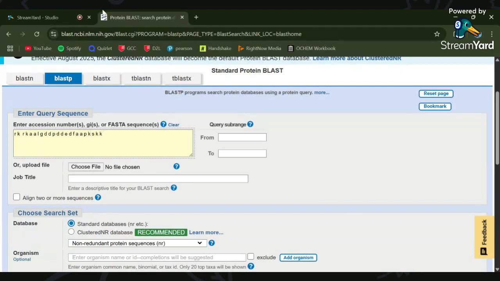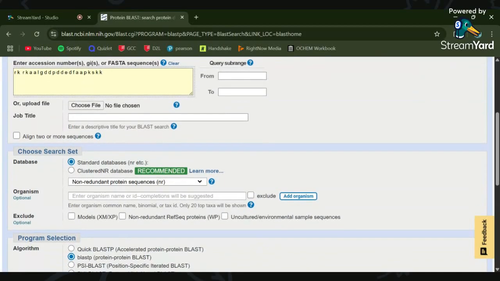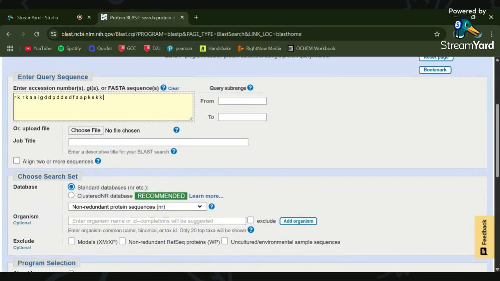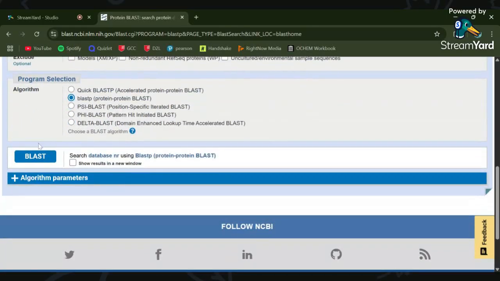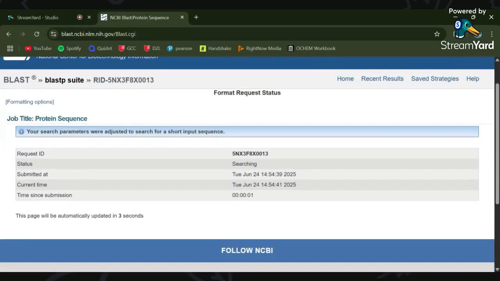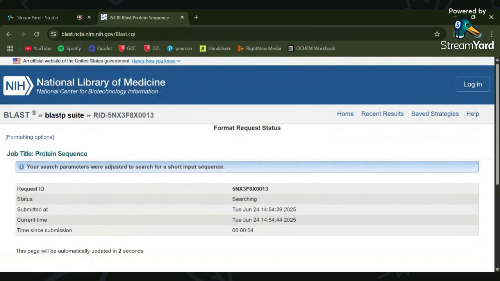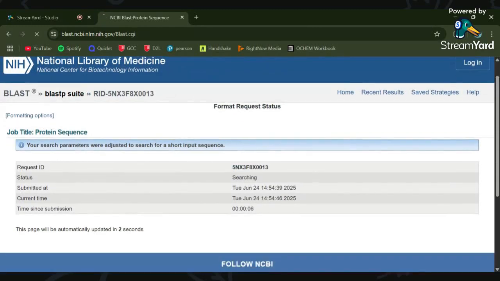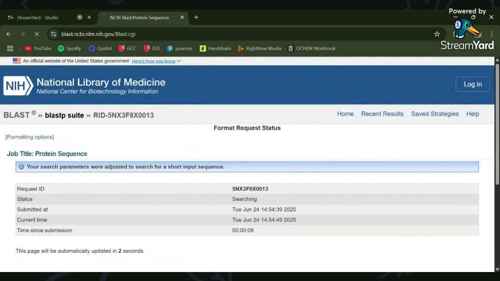Okay. All right. So now they have all these default settings, which I use once someone starts to get very good at this. They may specialize. But all you have to do is just scroll down and then just say BLAST. All right, it'll say update in 2 seconds. That doesn't mean that it's going to finish in 2 seconds. It's just going to keep refreshing your screen.